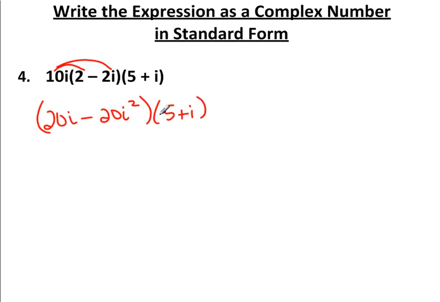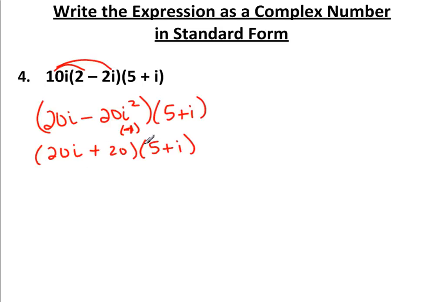So now you have a couple of choices. I could distribute, but I could make my life a little bit easier by cleaning up the i squared first. So I know this is 20i. If I know i squared is negative 1, this is negative 20 times negative 1, which is a positive 20. And now 5 plus i. So it helps me from keeping my i exponents getting too big.